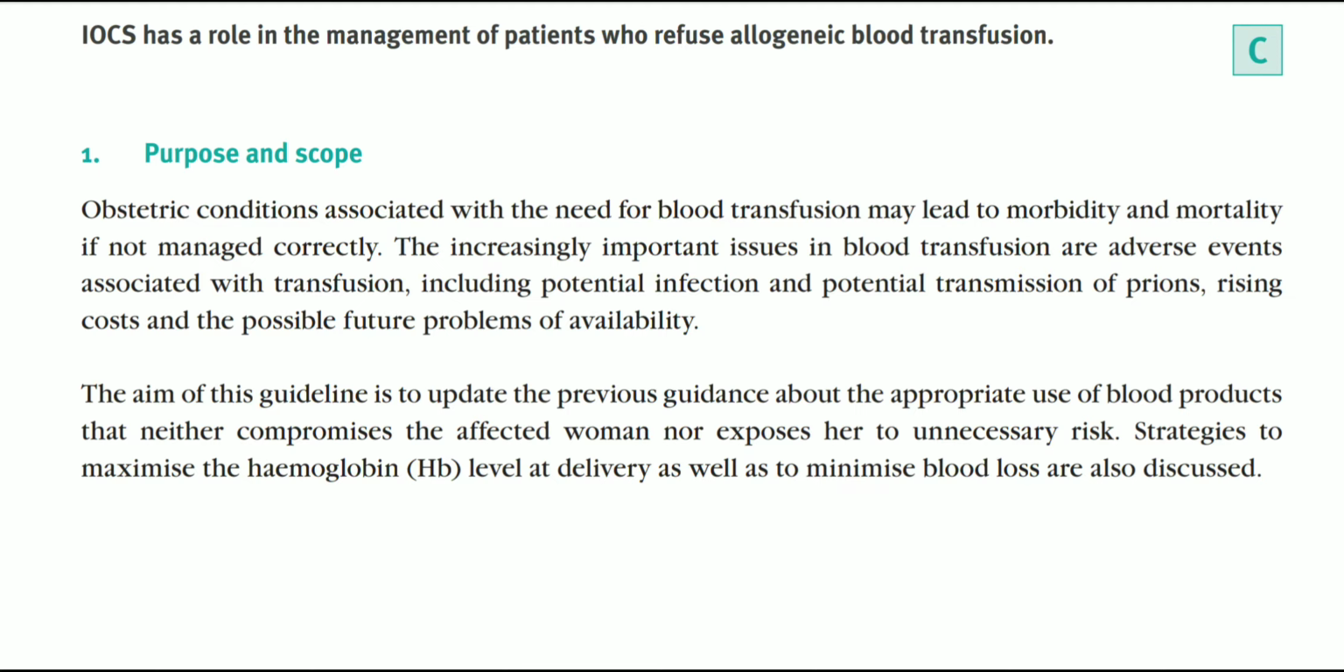And what are the important issues in blood transfusion? The answer is written here. The increasing important issues are adverse events related to the transfusion, including potential infection, potential transmission of prions, rising cost, and possible future problems of availability. So these are four main issues. First of all, potential infection transmission, potential transmission of prions. Prions are in fact small infectious particles. Rising cost is another problem, and future availability is the main problem.